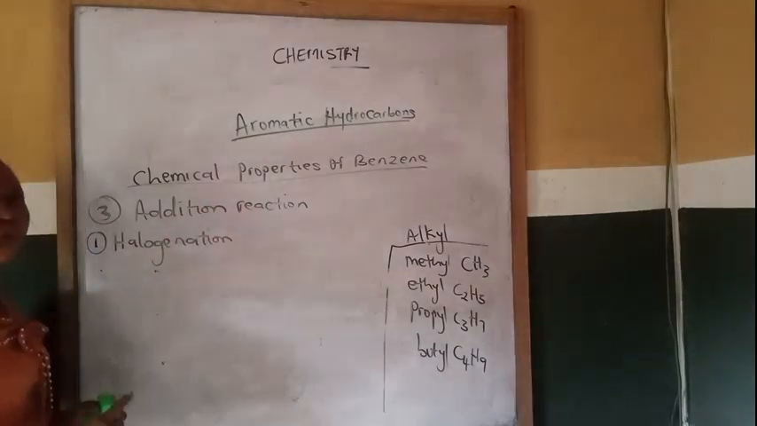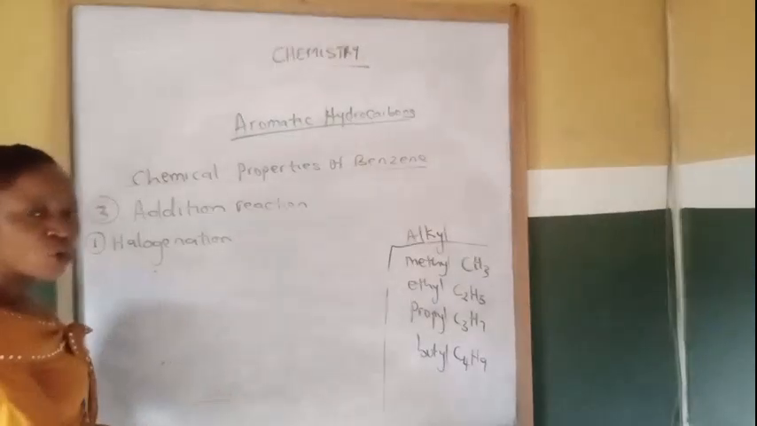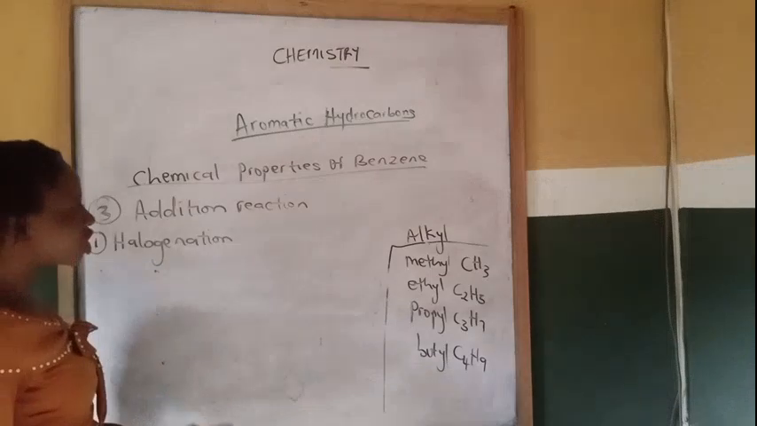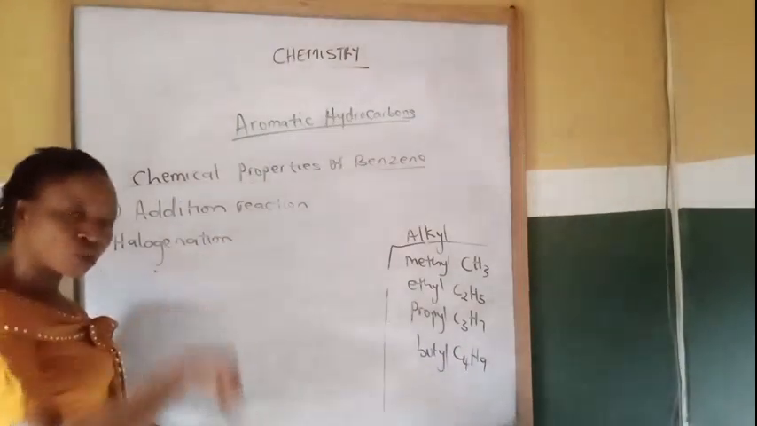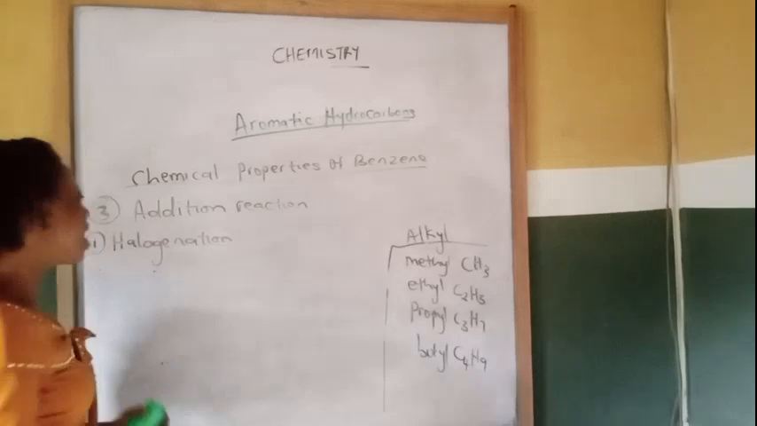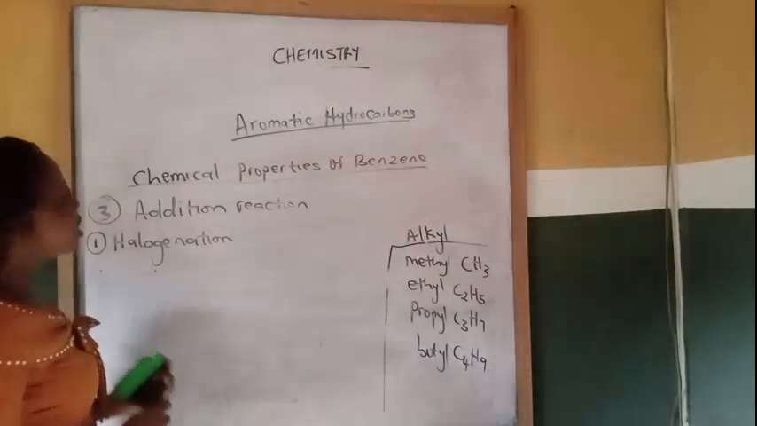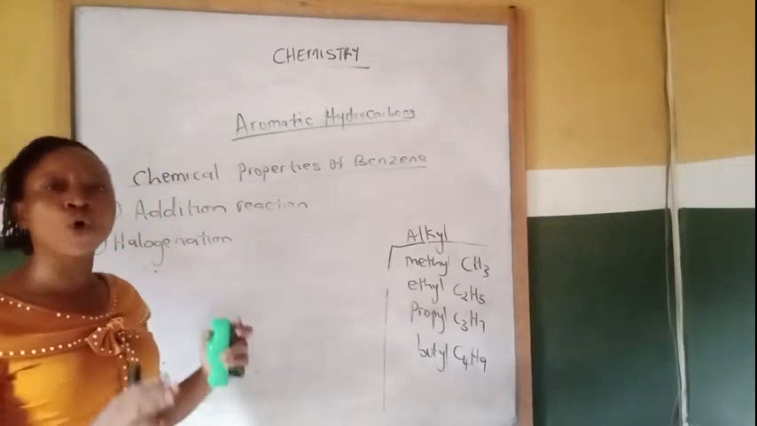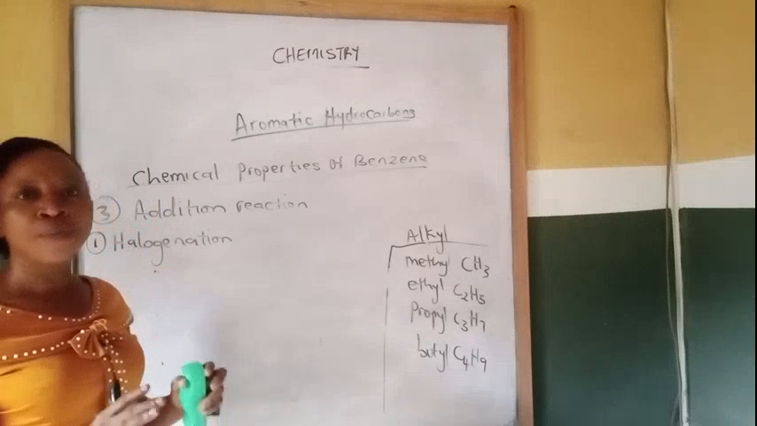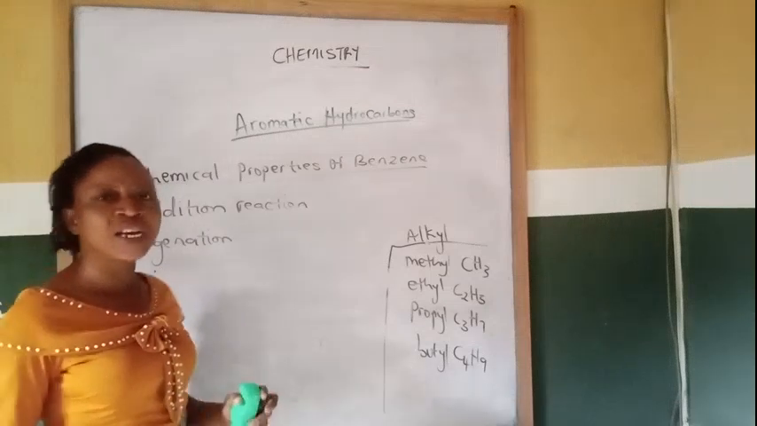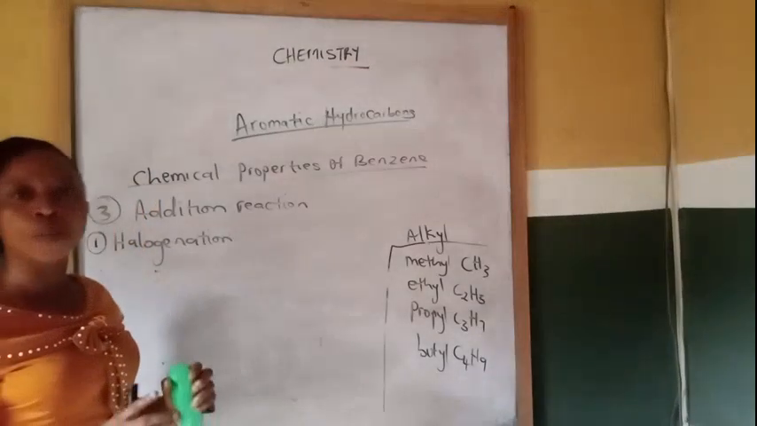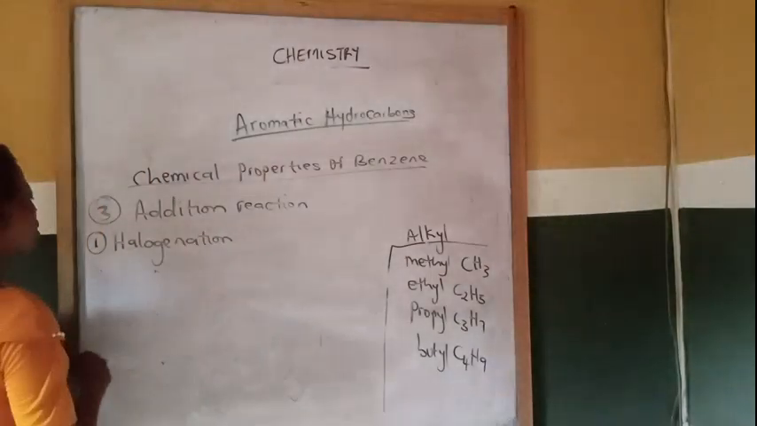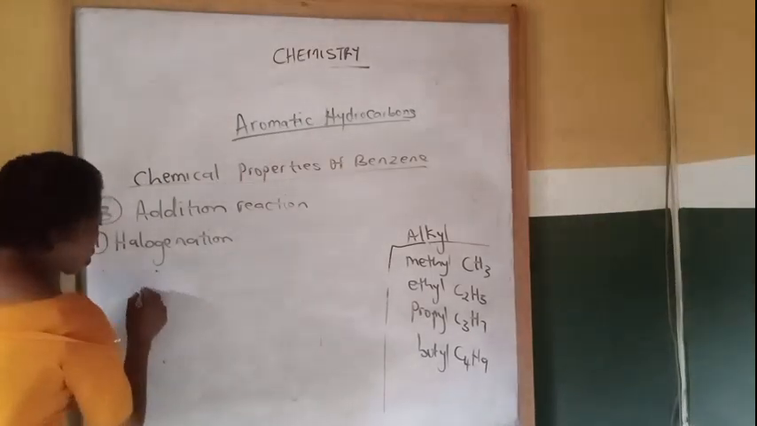And when we say addition reaction, it shows that everything will come in. Under substitution reaction, we displace hydrogen and replace with an atom, group of atoms or an alkyl group. But this time around, you add it to it. That is, you are not replacing anything. So the best way to explain this addition reaction is to use an open structure of benzene, which is called the Kekule structure. So let's use the open structure of benzene.